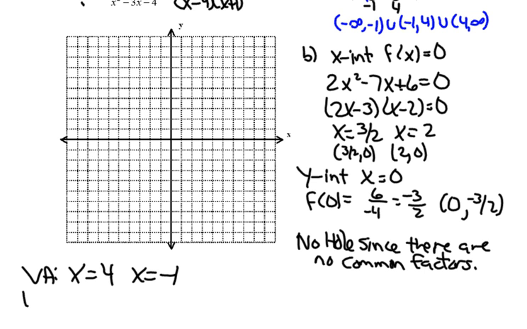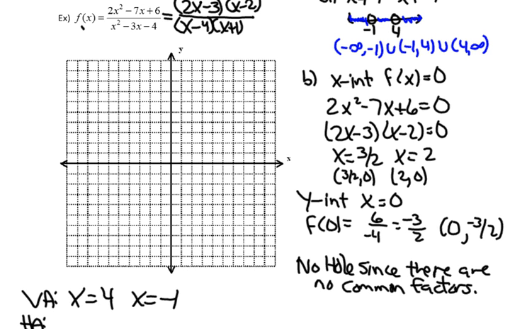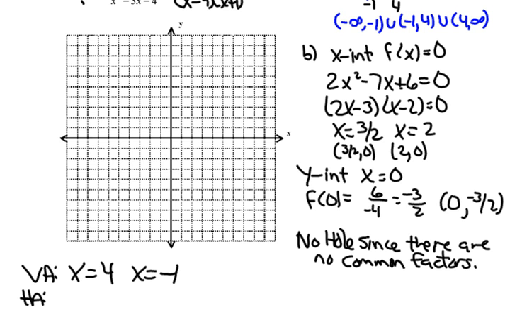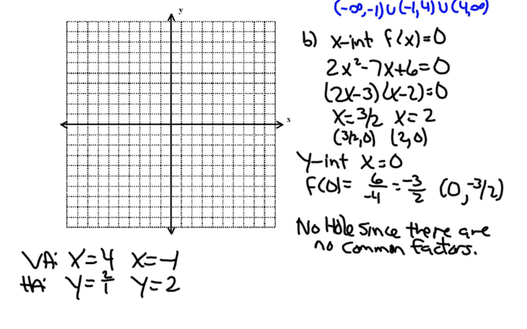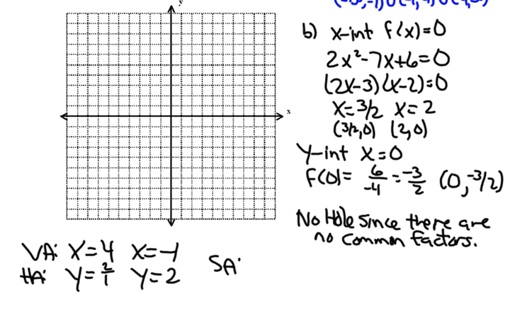Okay, horizontal asymptote. Well, let's check the degrees. The degree of the numerator is 2. The degree of the denominator is 2. So what does that mean? I will take the leading coefficient of the numerator, divide it by the leading coefficient of the denominator. So remember, horizontal asymptote, y equal 2. Leading coefficient on the top is 2. Leading coefficient on the bottom is 1. My horizontal asymptote is y equal to 2. Okay. All right, slant asymptote. Okay. None, since the degrees are equal.